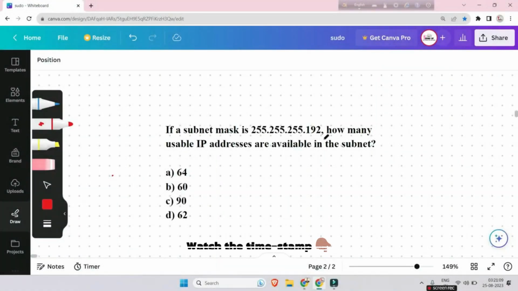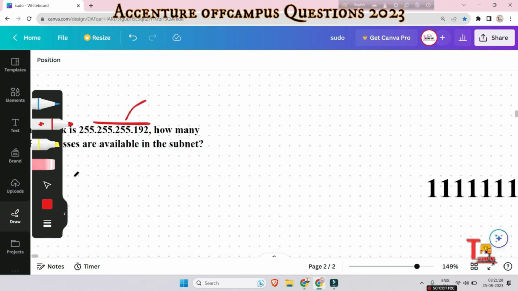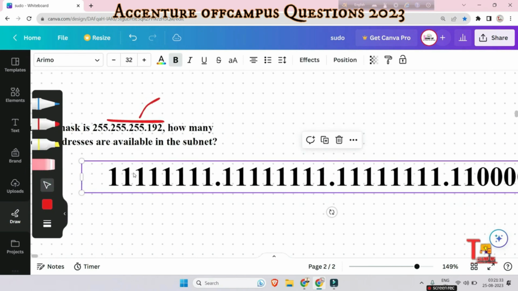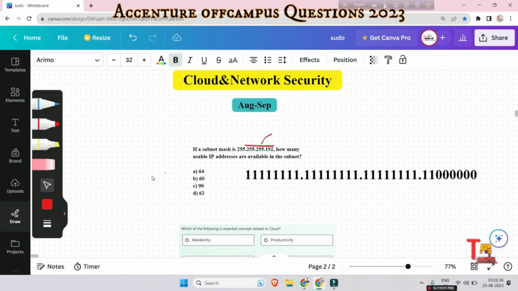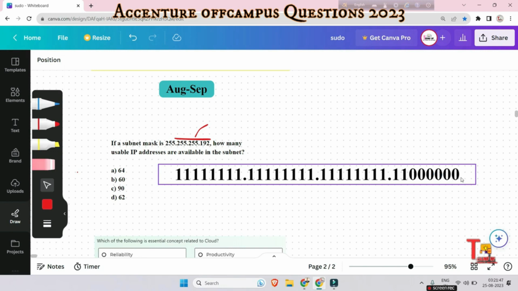If a subnet mask is 255.255.255.192, how many usable IP addresses are available in the subnet? To calculate this problem, you have to change the format into binary format, right? So the binary format for this subnet is this. I have pre-written the format. You have to count how many zeros are there: 1, 2, 3, 4, 5, 6.